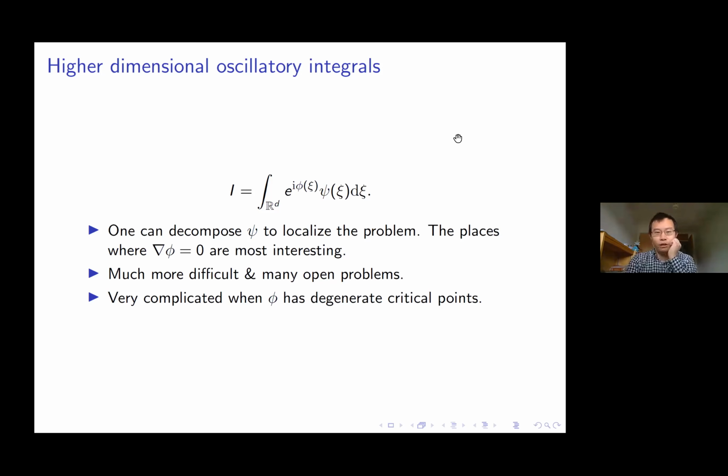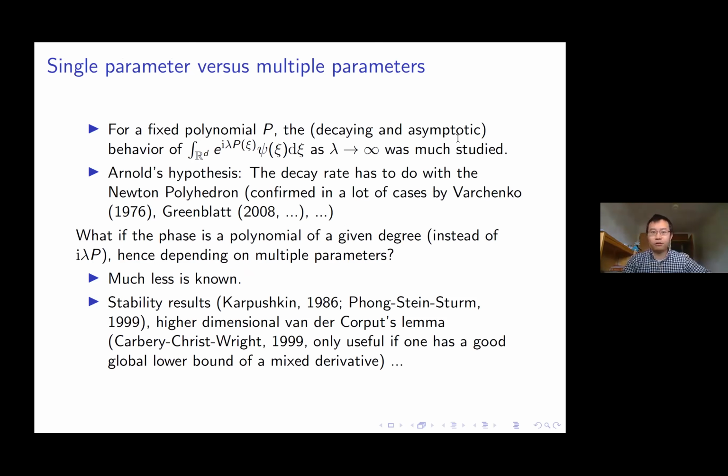And so if we are back to the one parameter setting, you can look at the one parameter oscillation integral. And what's some simplest phi you can look at? Well, you can look at polynomial phases. So polynomials are the simplest non-trivial smooth functions. So you can look at a one parameter oscillation integral with the phase to be lambda times a fixed polynomial p. And then how would this behave as lambda goes to infinity?